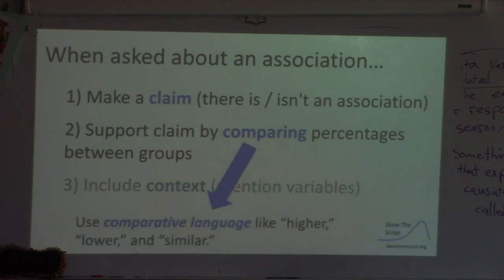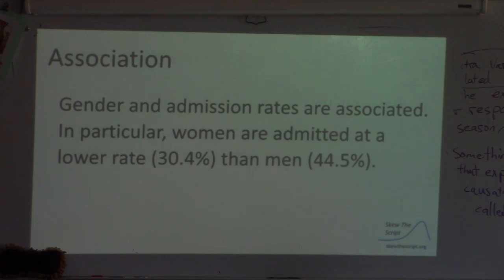I don't like this. Don't say higher or lower, say greater than, or less than, or similar to. So gender and admission rates are associated. In particular, women are admitted at a lower rate than men. Context, comparison, there is an association. Okay.